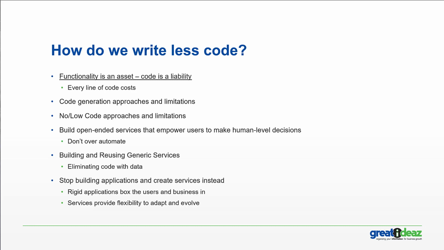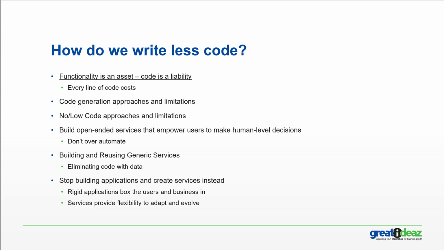We have to specify its requirements. We have to design it. We have to implement it. We have to test it. We have to change it. We have to regression test it again. We have to put it into operation, and we're maintaining it for years. So code is a liability. What we really want to be doing as developers is looking for ways to write less code.